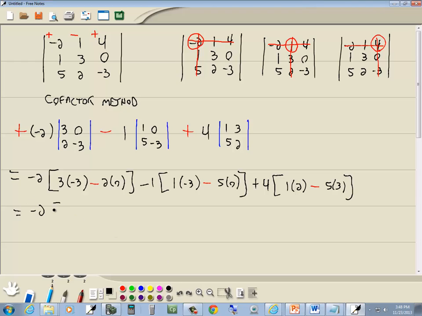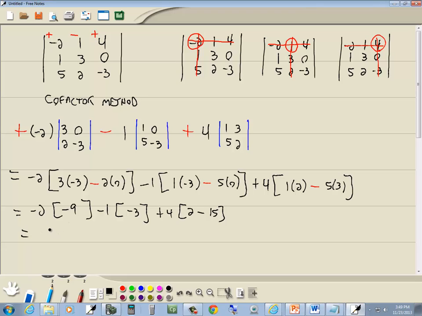Okay, so I got -2. 3 times -3 is -9. 2 times 0 drops away. So -1. 1 times -3 is -3. And 5 times 0 drops away. +4. 1 times 2 is 2. Minus 5 times 3 is 15.